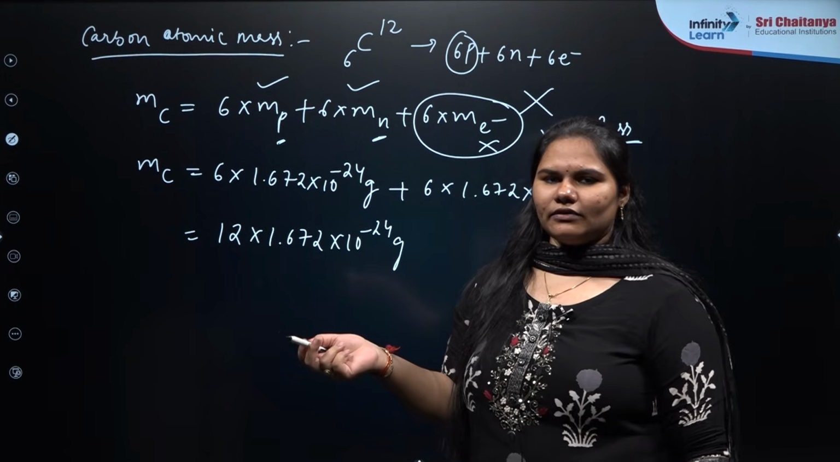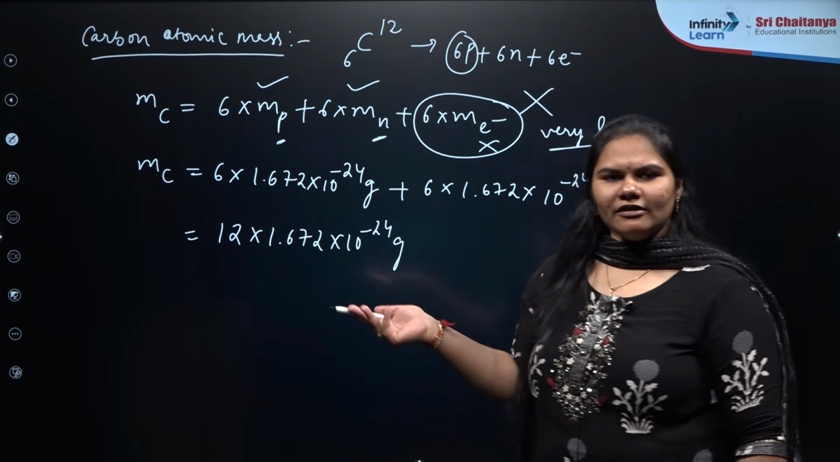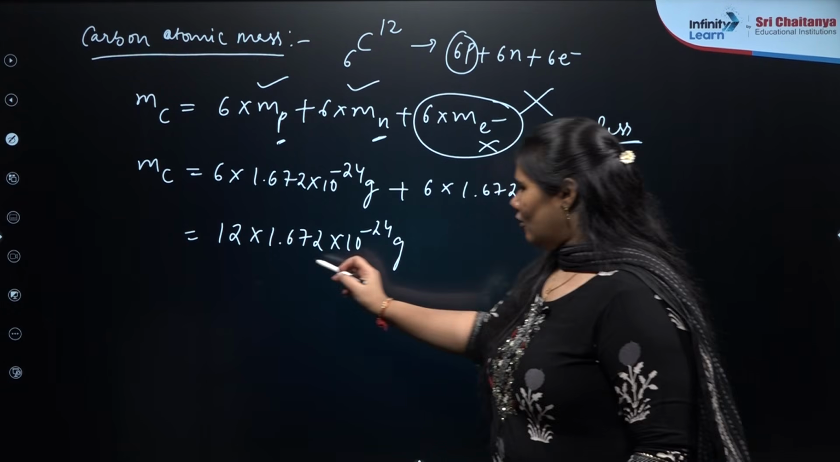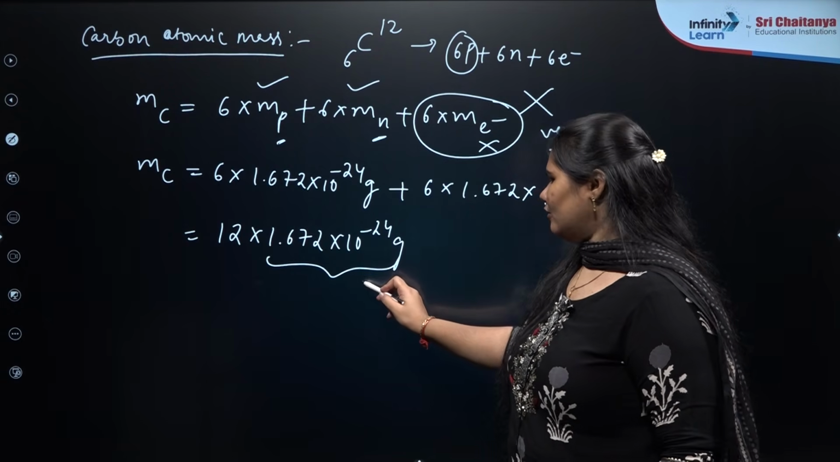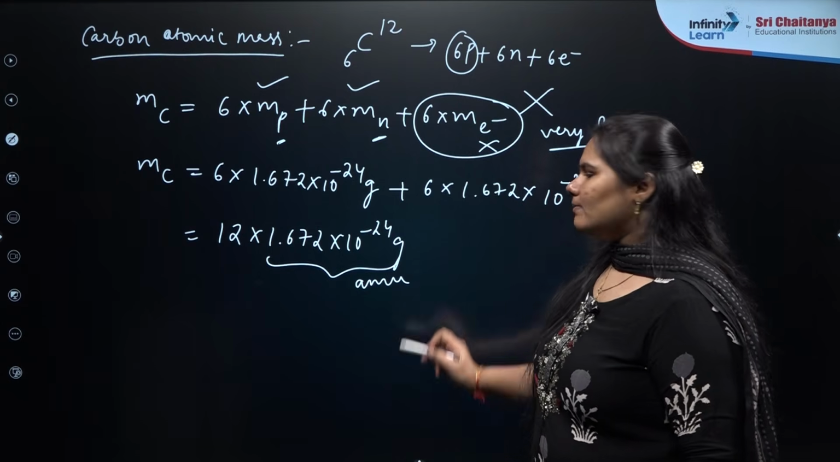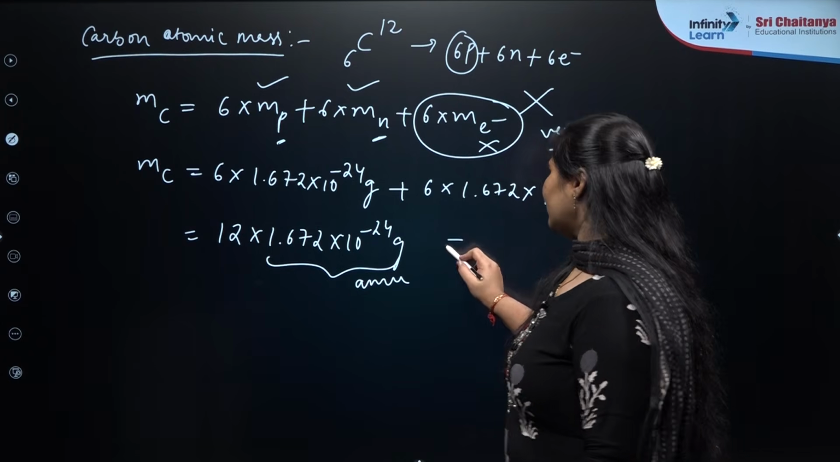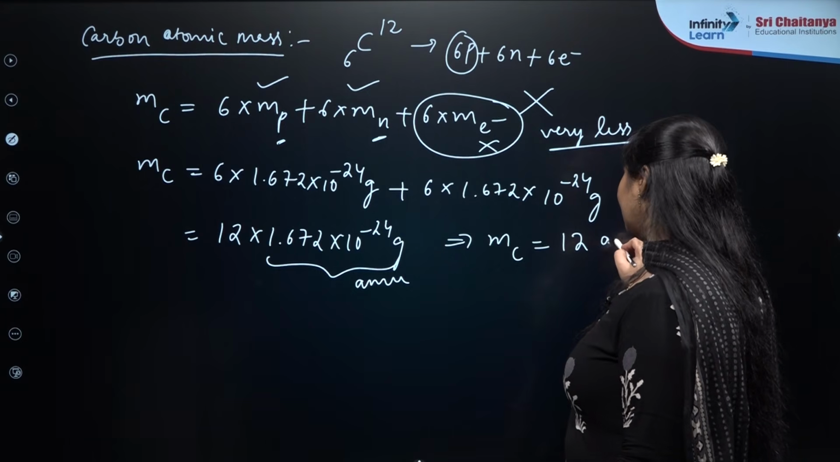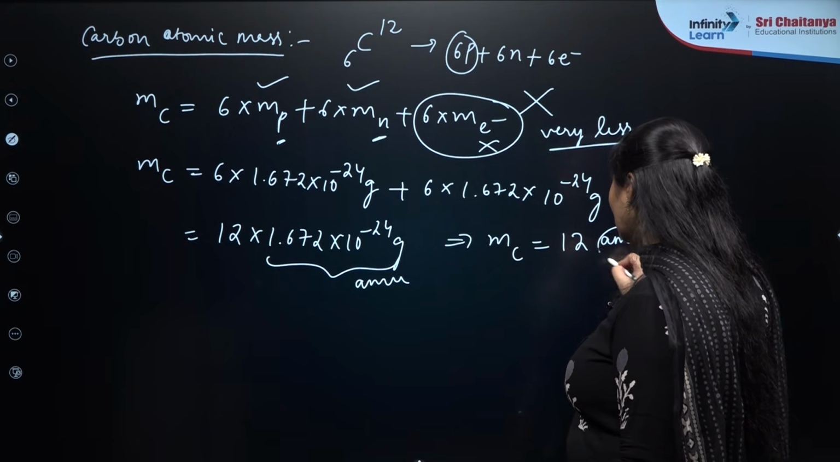Now you are getting this doubt. Ma'am, I have never seen this much bigger value for mass of an atom. I simply know 12, right? So that's what this bigger value corresponds to, AMU. So now what we can write is mass of carbon is equal to, what is left? 12 AMU. What is AMU?